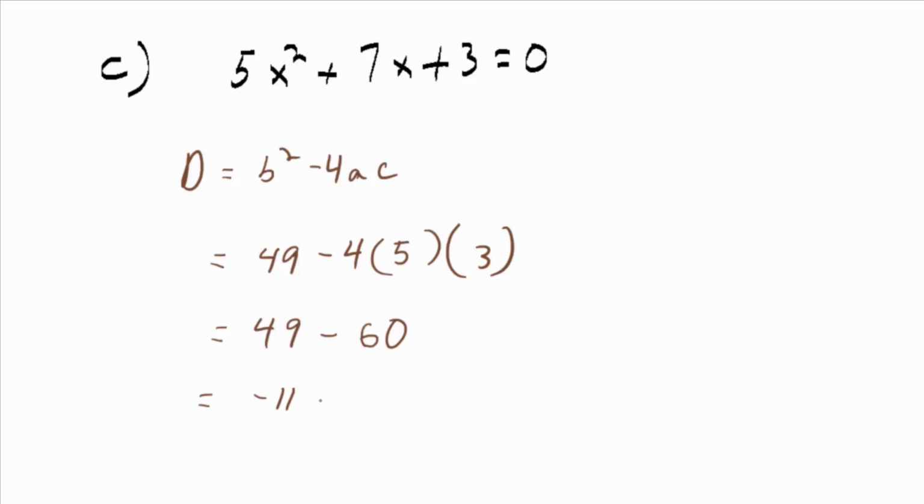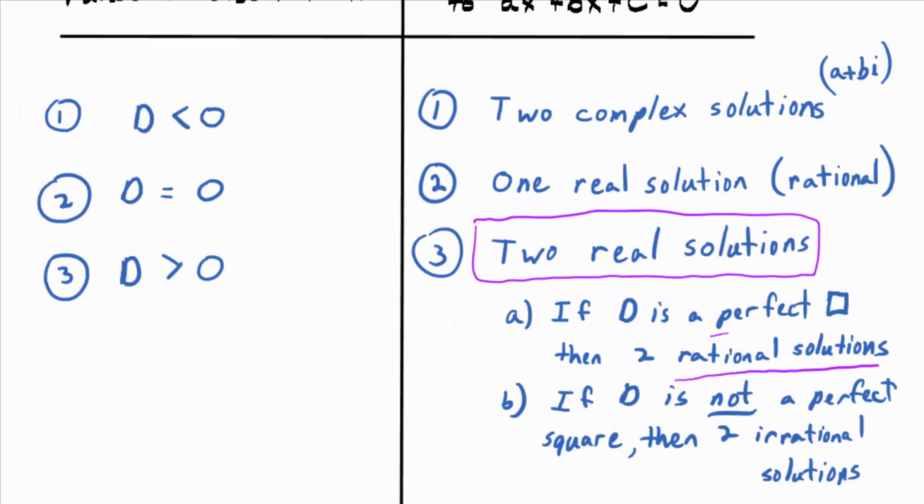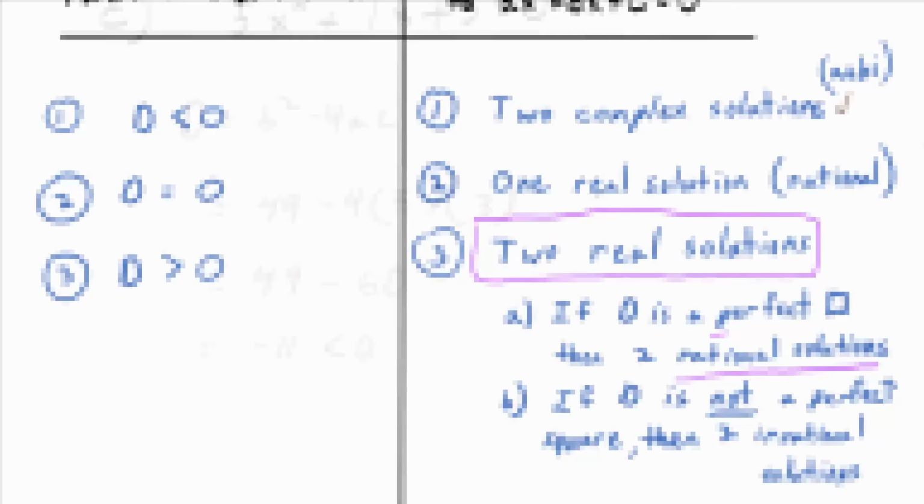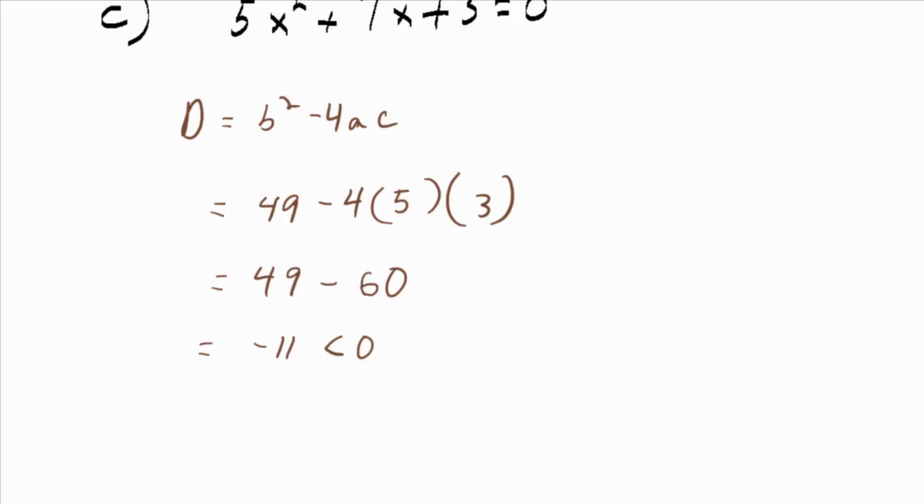How does that compare with 0? Less than 0. Which situation are we in? We're in situation number 1, right? So what can you expect? How many solutions and what type? 2 complex solutions. So we get 2 complex solutions. Your book might say 2 imaginary solutions, just so you know. But it's actually more accurate to say 2 complex solutions.